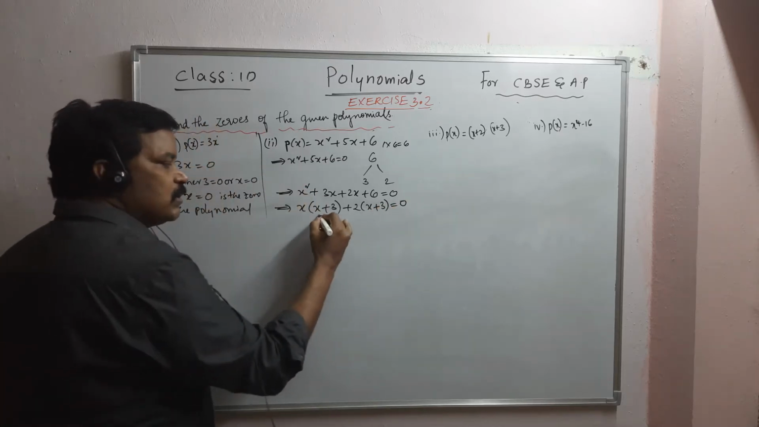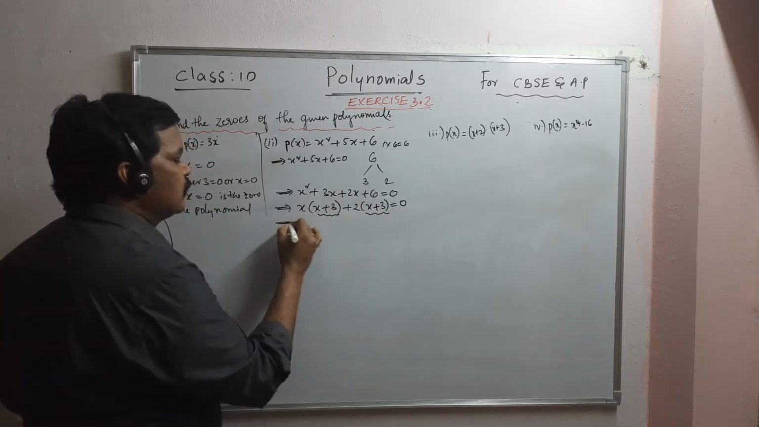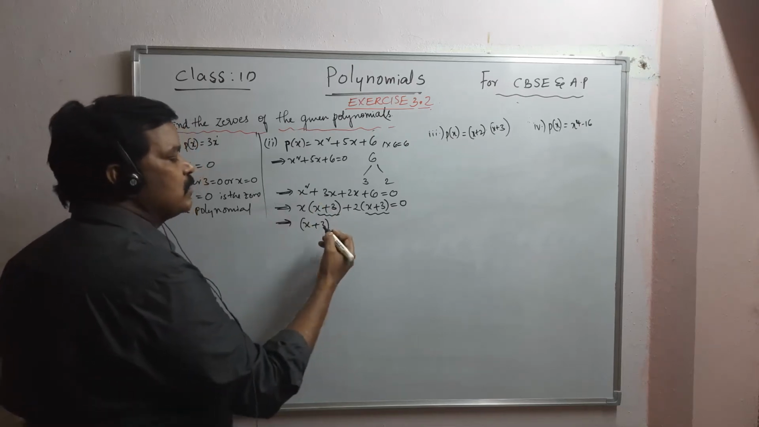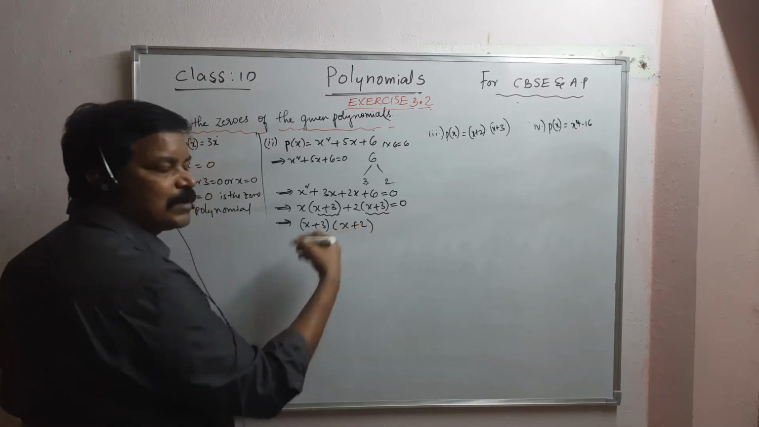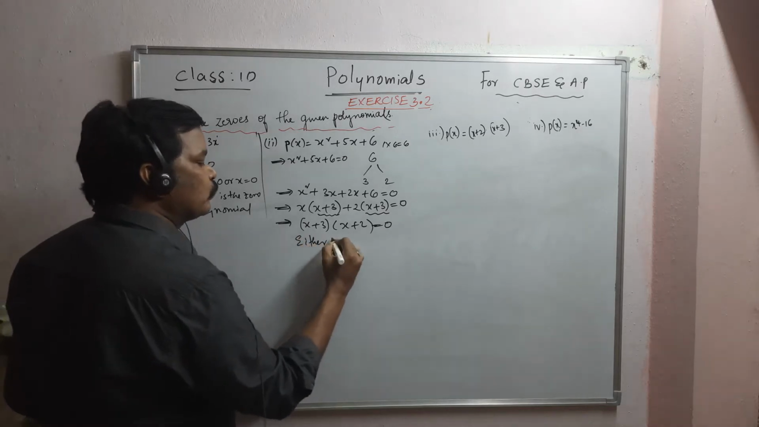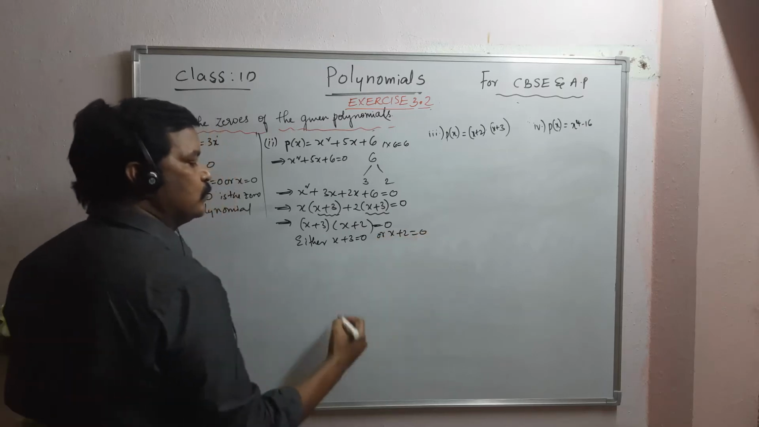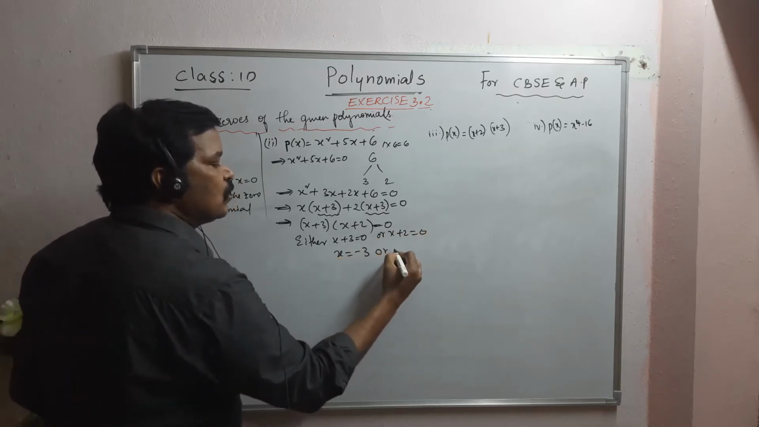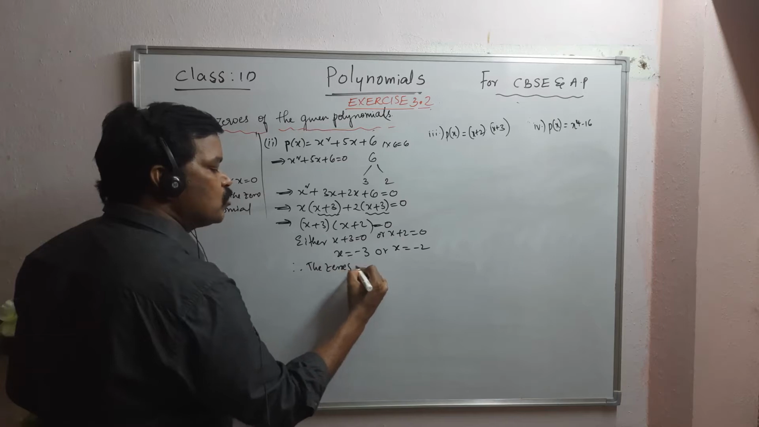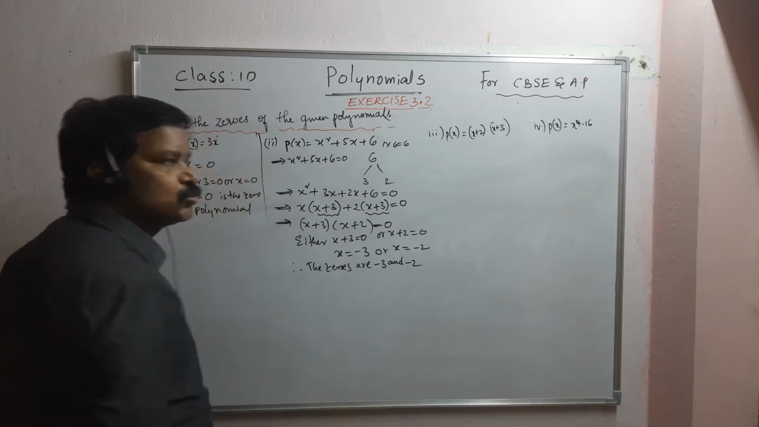See, for your information, here and here you will get same factors. Right. So x plus 3 is common. Now x plus 2, x plus 3 times x plus 2. So this product is equal to 0 means either x plus 3 is equal to 0 or x plus 2 is equal to 0. That means x is equal to minus 3 or x is equal to minus 2. Therefore, what are the zeros of this quadratic polynomial? The zeros are minus 3 and minus 2.